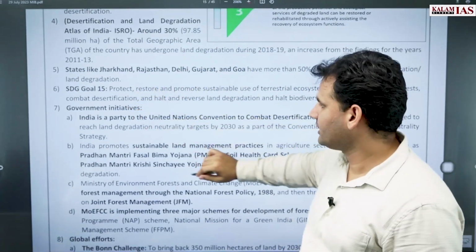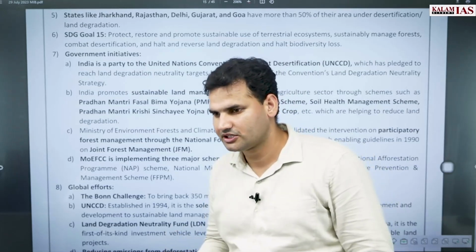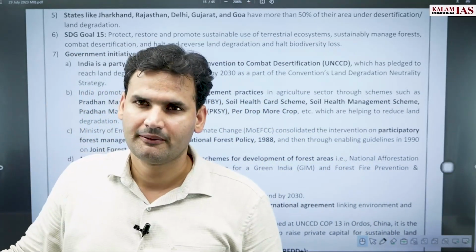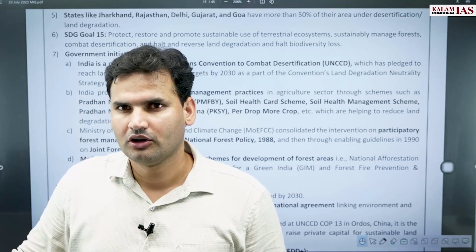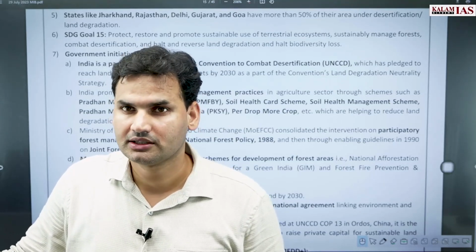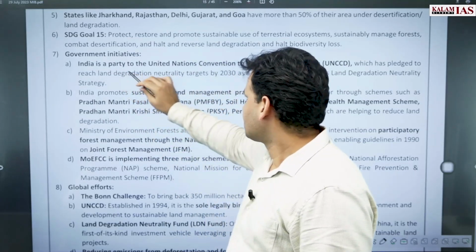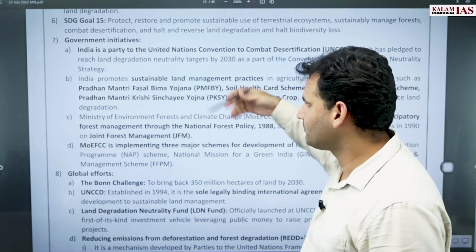SDG goal number 15. Government initiatives, yes, definitely government has many initiatives. At international level, India is a party to what? UNCCD, also land neutrality. Also, India has pledged as Bonn Challenge. Bonn Challenge, maybe India is a member of it, right? So India promotes sustainable land management practices like number of things.